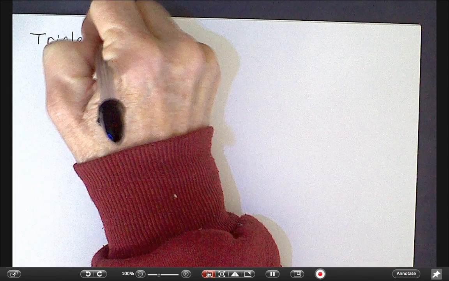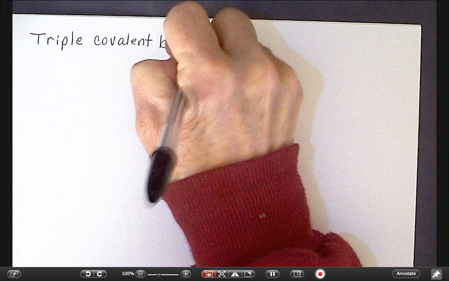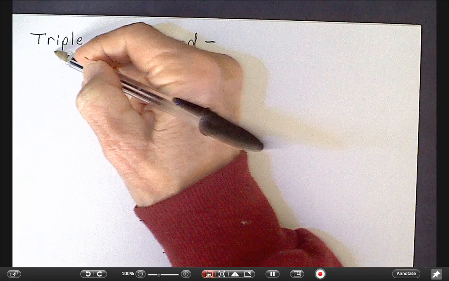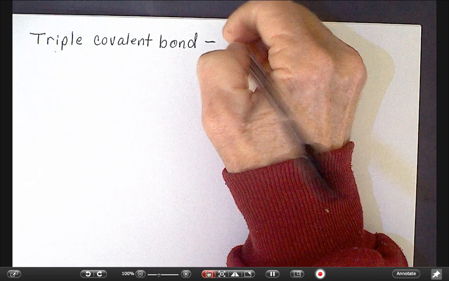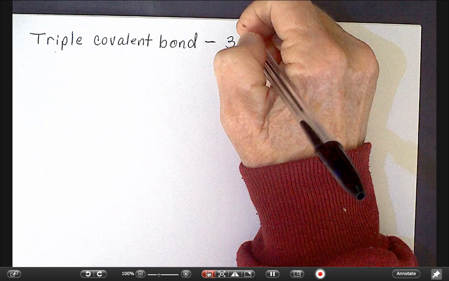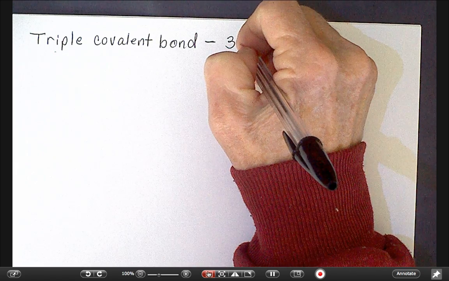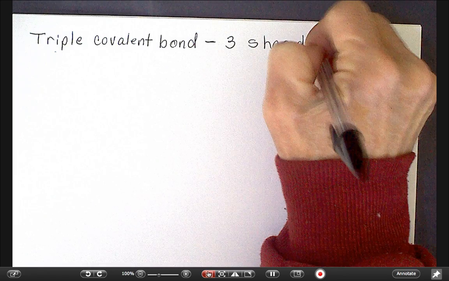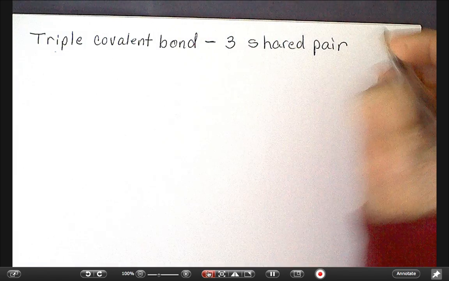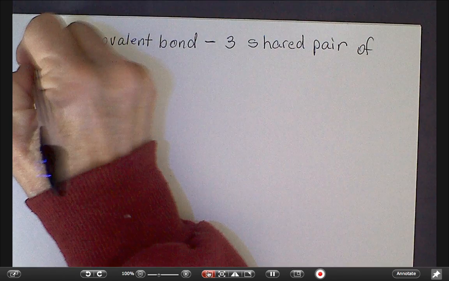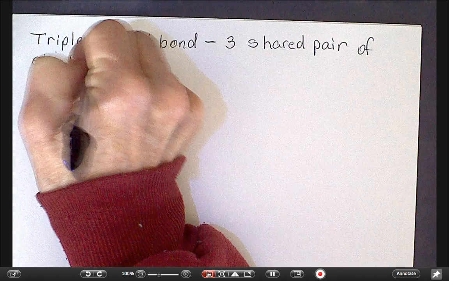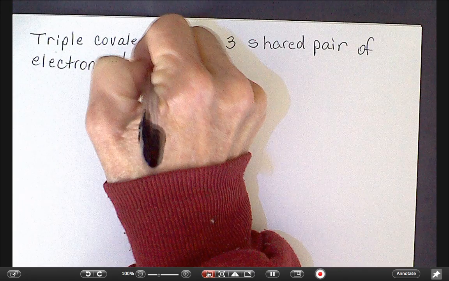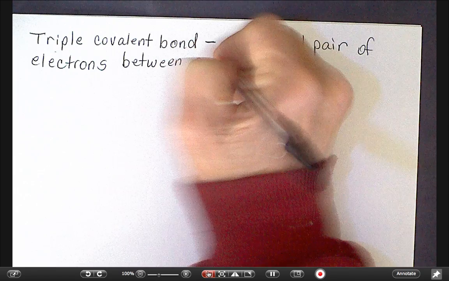Definition: triple covalent bond. Triple, how many are they going to have? 3. Three shared pairs of electrons between 2 atoms.